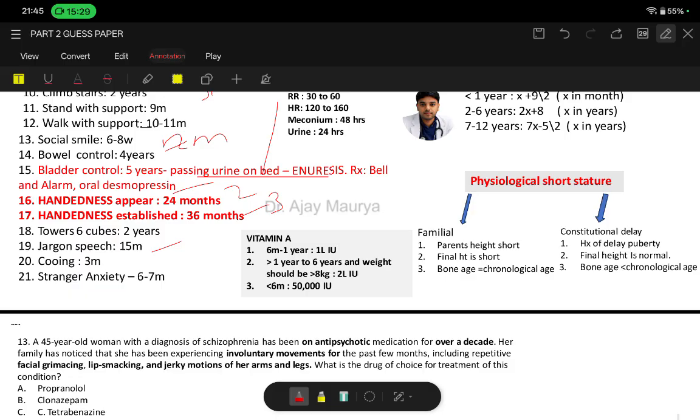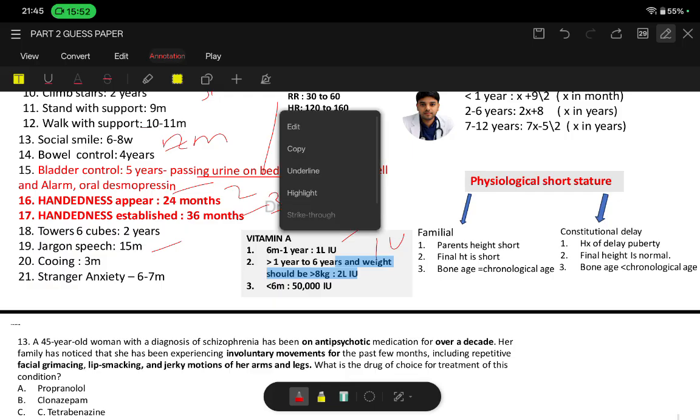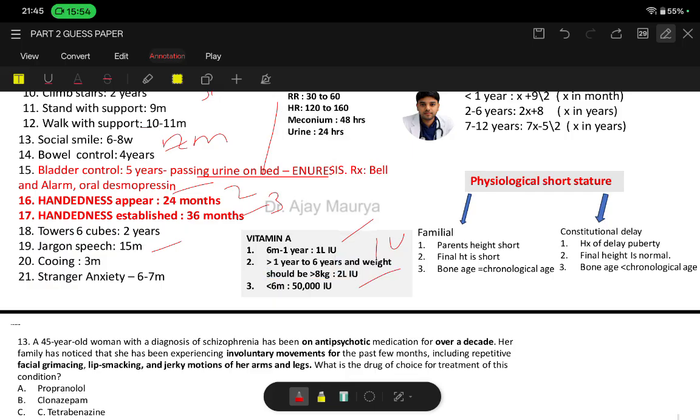Vitamin A. I think you know that from 6 months to 1 year you have to give 1 lakh units. For more than 1 year up to 6 years, if the baby's weight is less than 8 kg, you give 1 lakh units. If the body weight is more than 8 kg, then only you give 2 lakhs, otherwise 1 lakh. Remember this. Less than 6 months, 50,000 units.